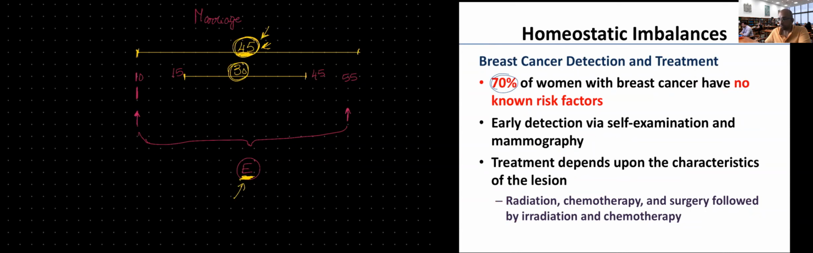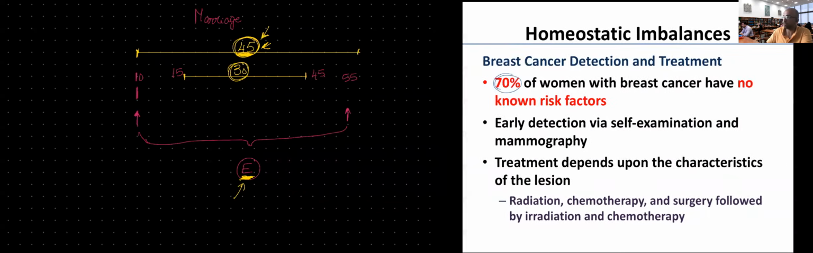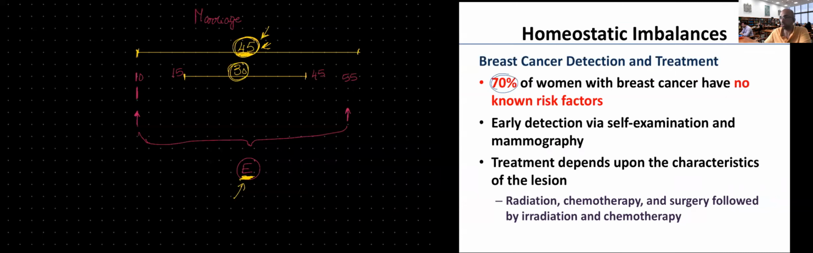70% of women with breast cancer have no known risk factors. So none of the above will be applied to them, and they are still going to be developing breast cancer. So all those risk factors that we've mentioned are only going to be associated with breast cancers in 30% of the number of breast cancer patients.